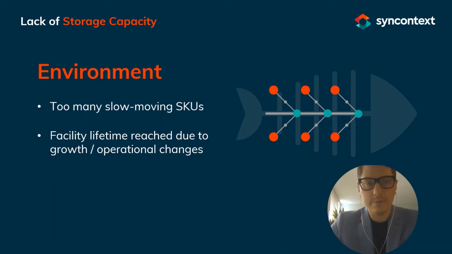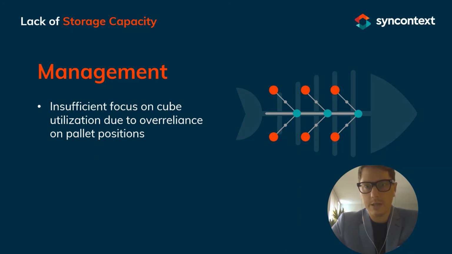Next up is management. Insufficient focus on cube utilization due to over-reliance on pallet positions. We're advocates of measuring capacity in multiple ways: pallet positions, pick fronts, racks, and probably most importantly when it comes to assessing overall space utilization and facility lifetime, cube capacity, which of course takes into account vertical space. When you're dealing with a case or each pick environment where pallet sizes and storage requirements differ by item, cube capacity is a critical metric.